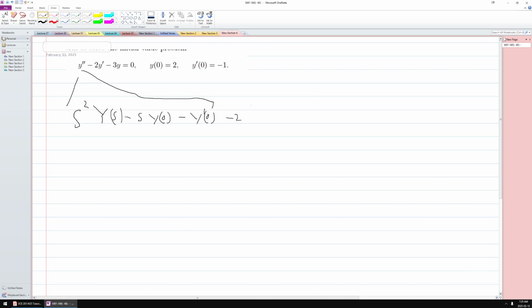Minus 2. Here I'm going to get s y of s minus y of 0. Then I'm going to get a minus 3 capital Y of s is equal to 0. Now I apply my initial conditions, right? So the initial conditions tell me that this is going to be 2, that this is going to be 2, and that this is going to be minus 1.